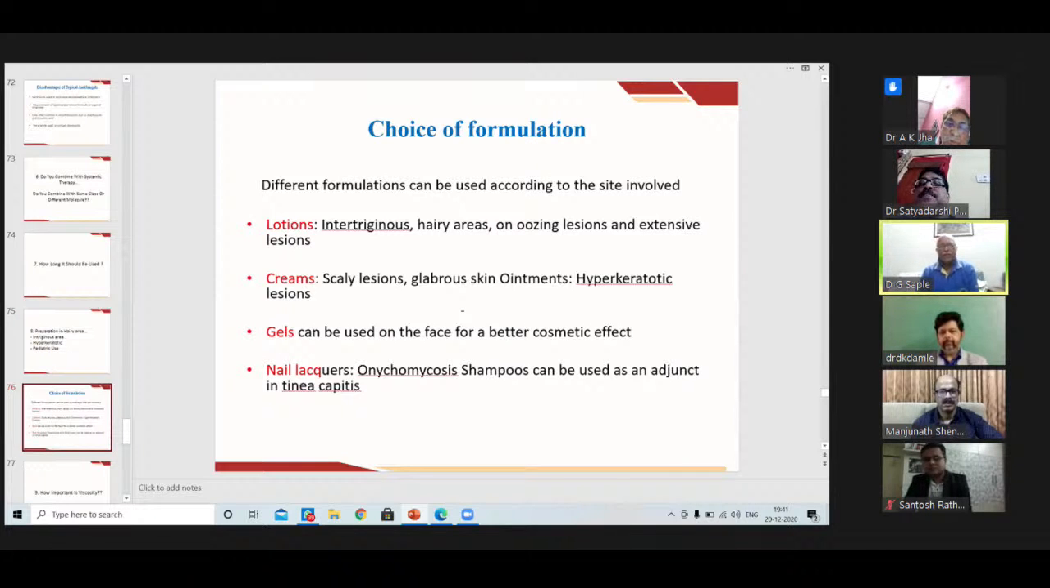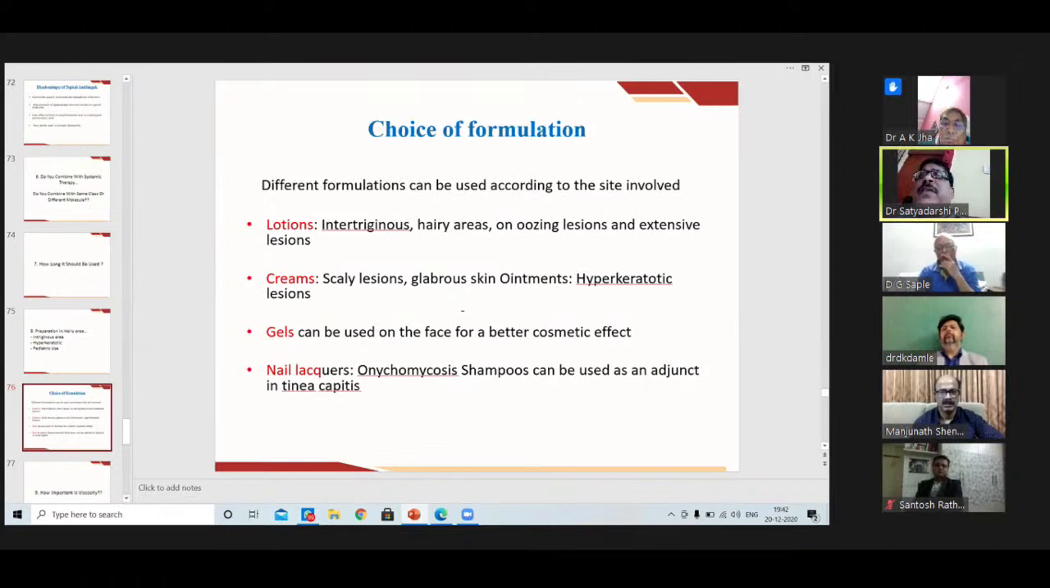So I'll ask, I think I asked Dr. Patnaik, when would you like to use lotion? Lotion mainly in hairy areas, sir. Yes, the scalp, hairy areas, we use lotion. Okay. And creams? Creams in intertriginous areas. Okay.